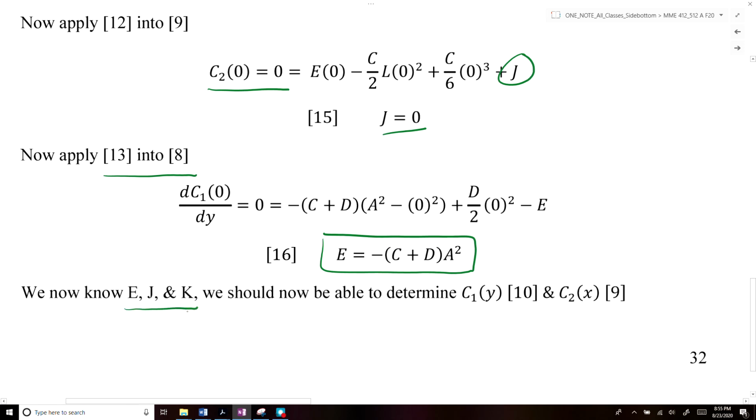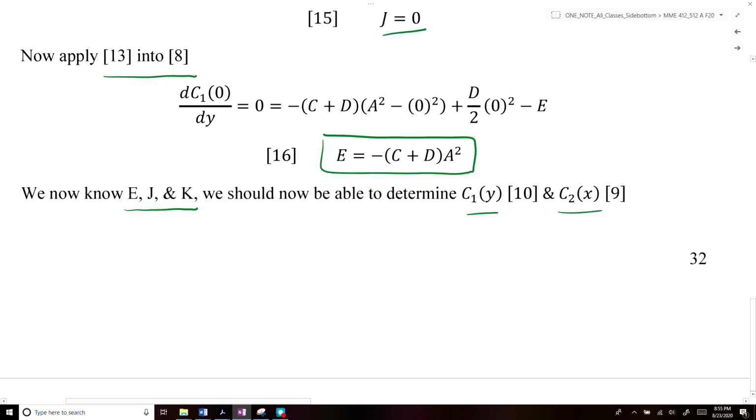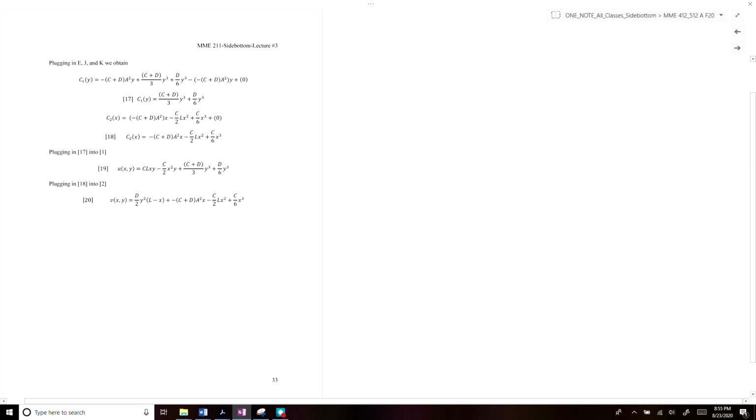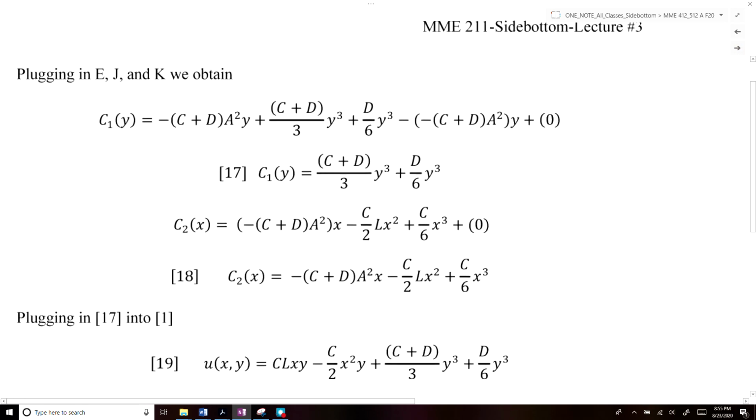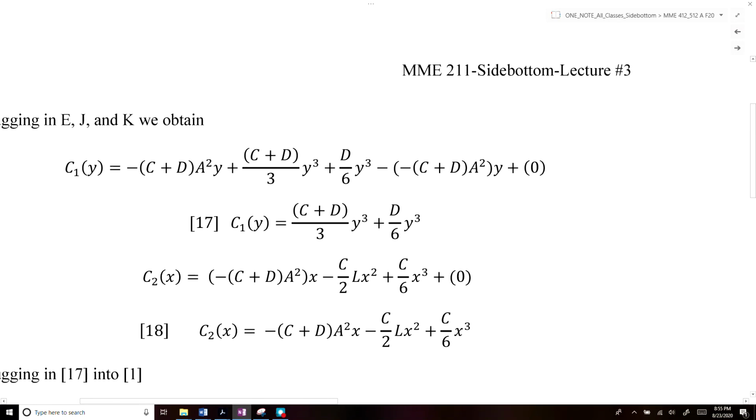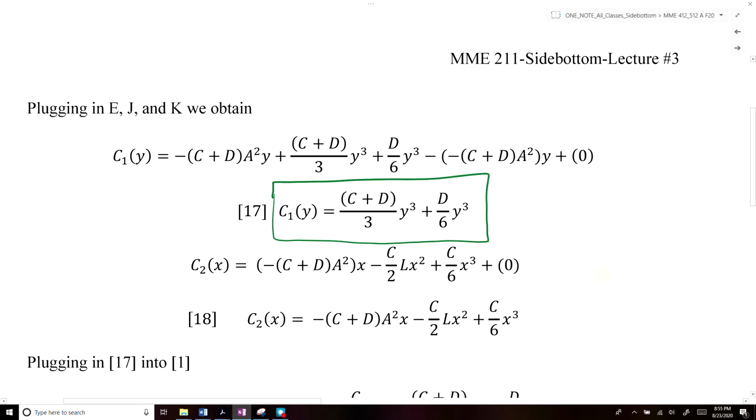So we can now determine C1 of y and C2 of x. All right. So if we plug in E, J, and K into all these terms, we end up getting C1 of y is equal to this function here. And if we do the same thing for C2 of x, and we plug in all of our unknowns, we end up getting C2 of x is equal to this equation here. All right. So now we know C1 of y, we know C2 of x.